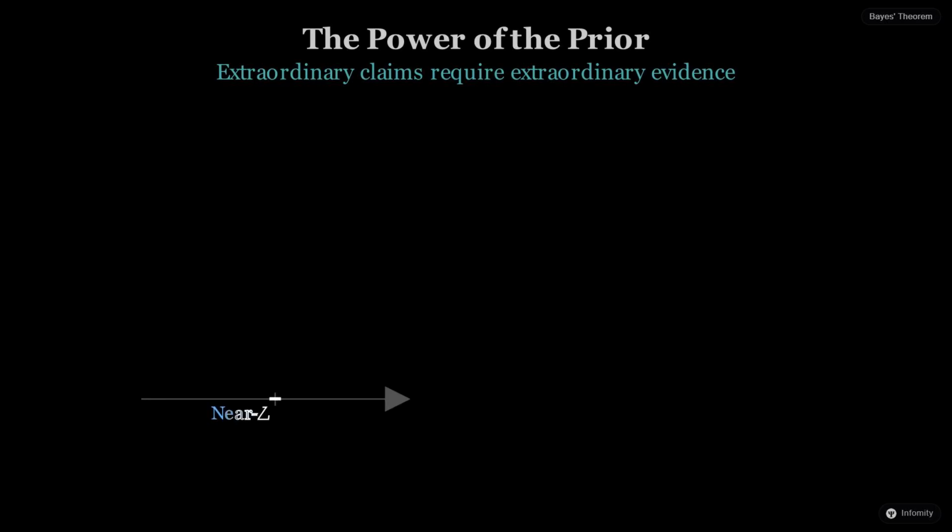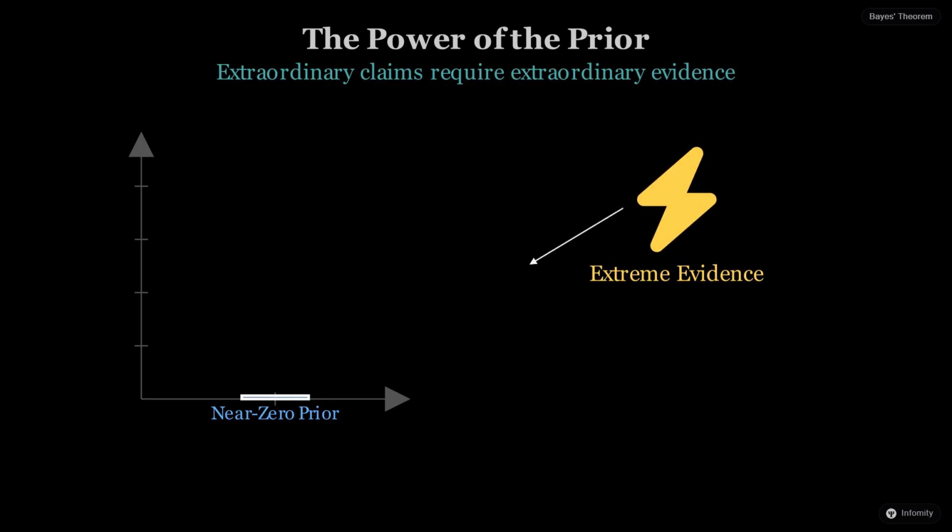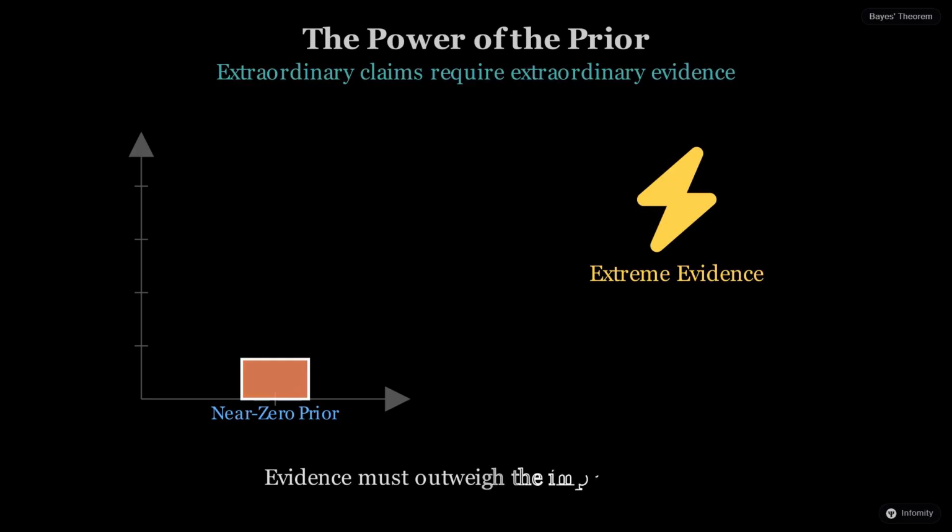There is a famous saying that extraordinary claims require extraordinary evidence. Bayes' theorem explains why. If our prior belief in a suspect is near zero, then even strong evidence might not be enough to make them the prime suspect. The math forces us to multiply that tiny prior by the likelihood. Even a large likelihood multiplied by a tiny number results in a small posterior. To overcome a very strong initial skepticism, you need evidence so overwhelming that it outweighs the starting premise.